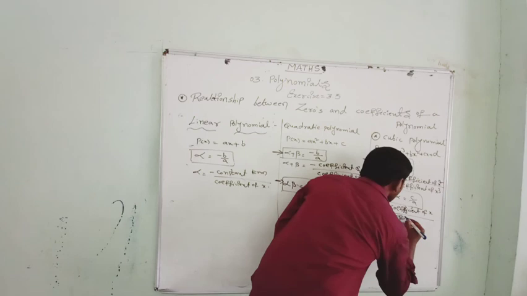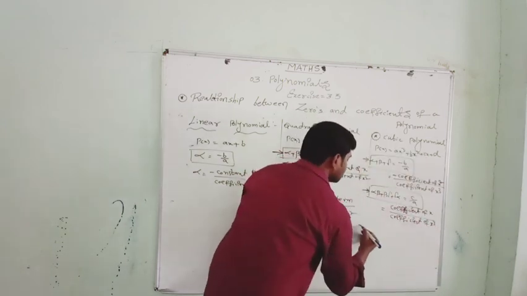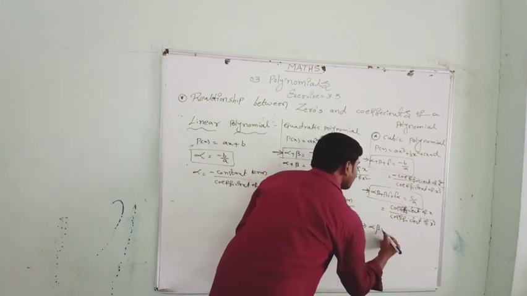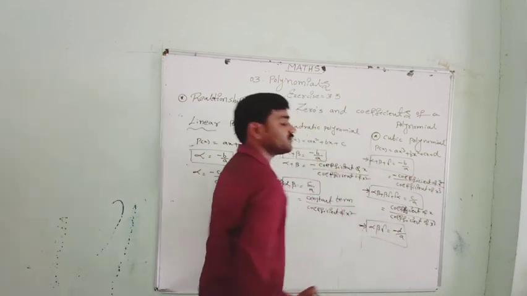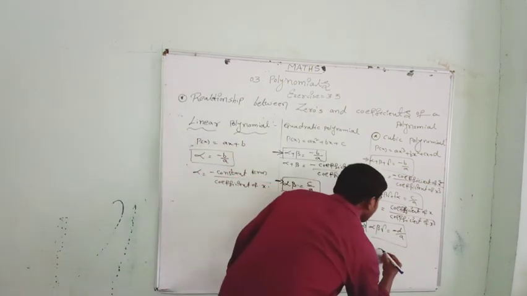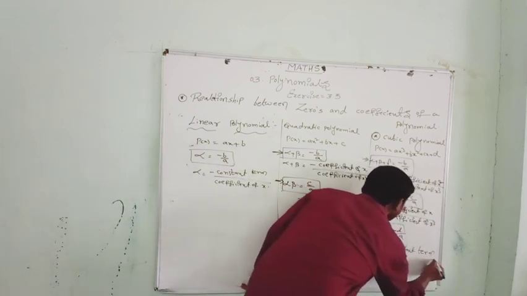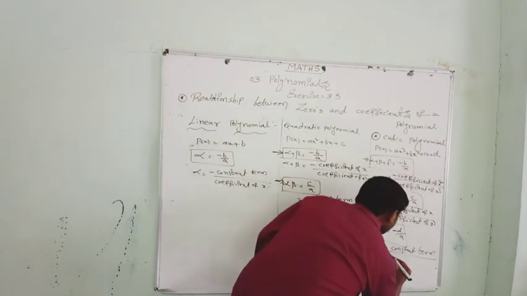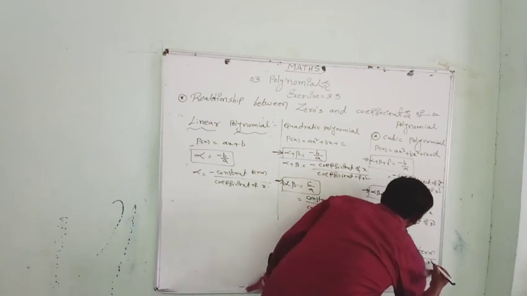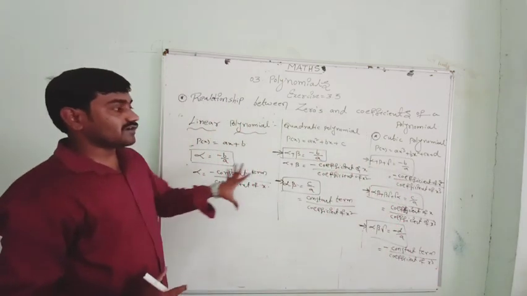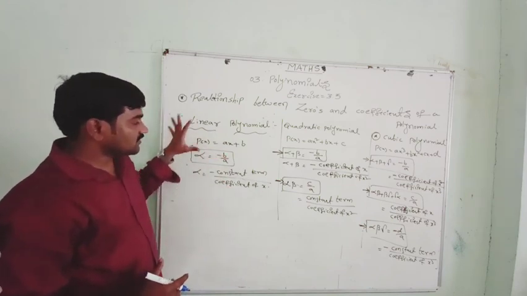So coefficient of x cube. Next, product of the zeros alpha beta gamma equal to minus d by a. This you have to remember. That's minus d by a. Here minus d in the sense constant term by coefficient of x cube. So this is what we have learned. This is the relation between the zeros and coefficient.